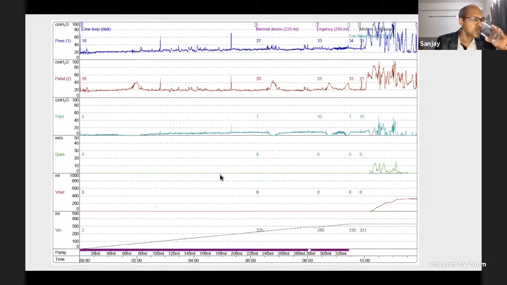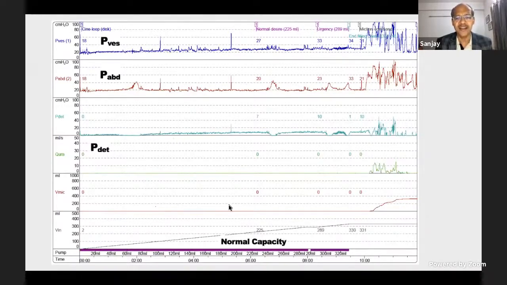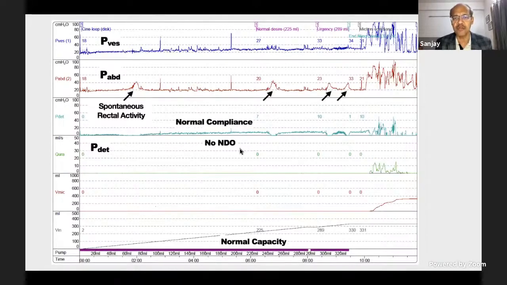Now, if you remember, we discussed very briefly that storage pressures are important. So we know that storage pressures and voiding pressures function both is important for the upper tract. And in this particular patient, it appears that the storage pressure is good. So again, look at the PDET line. The storage pressure looks low. That's PDET. The patient has a normal capacity, normal compliance, no neurogenic detrusor overactivity.